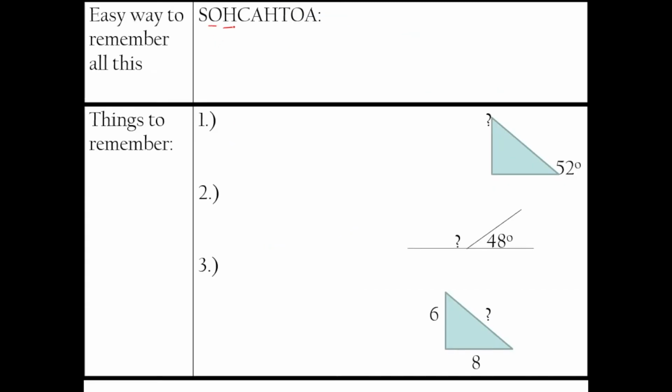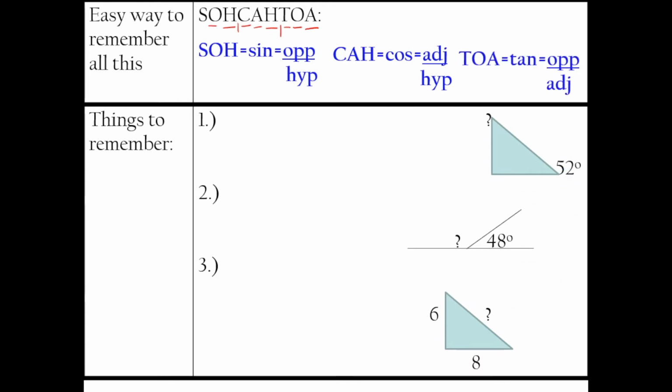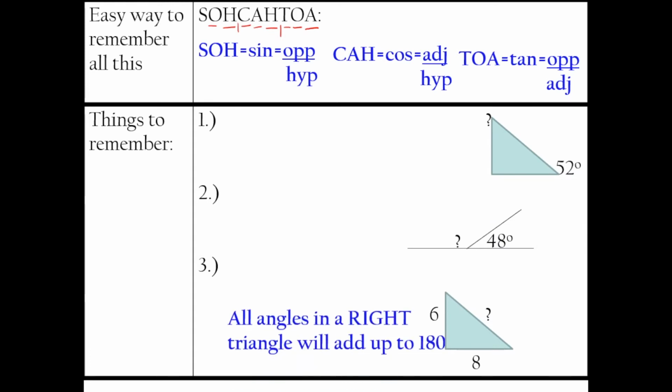Easy ways to remember all this: SOHCAHTOA. All right, we've all heard it before, and we'll all hear it again. SOHCAHTOA just means sine of opposite over hypotenuse, and cosine of adjacent over hypotenuse, and lastly, tangent of opposite over adjacent. SOHCAHTOA.